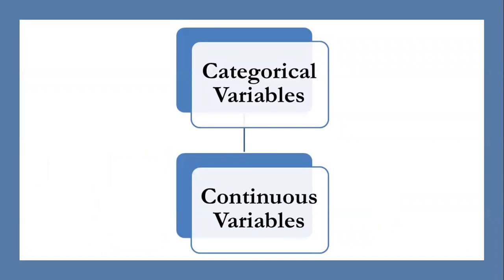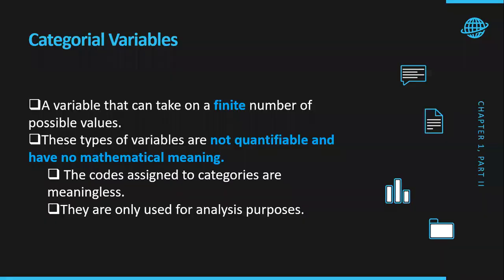Now let's talk about the difference between categorical variables and continuous variables. A categorical variable is a variable that can take on a finite number of possible values. These types of variables are not quantifiable and have no mathematical meaning. The codes assigned to the categories are meaningless and are only used for the purposes of analysis.